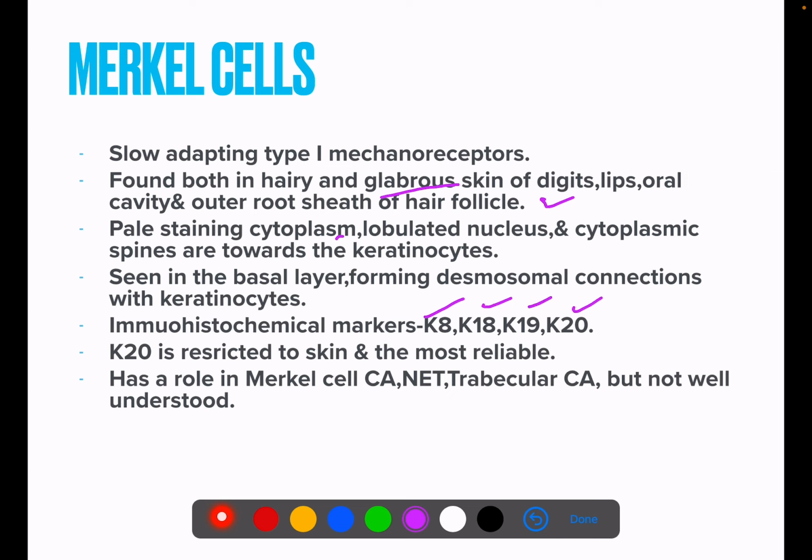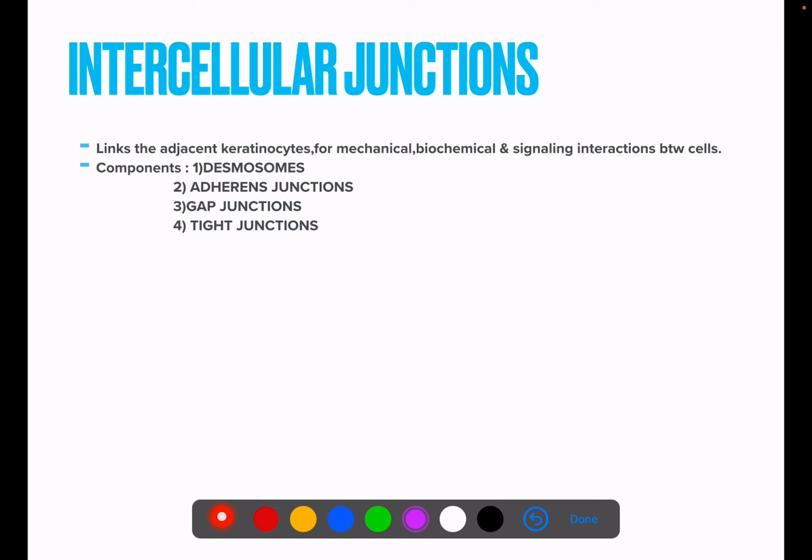Merkel cells, you'll have read this in your previous days too. K8, K18, 19, 20. K20 is restricted to skin and is the most reliable. Has a role in Merkel cell carcinoma, neuroendocrine, trabecular carcinoma, but not well understood. What is Merkel cell CA? Merkel cell carcinoma, neuroendocrine, trabecular carcinoma.